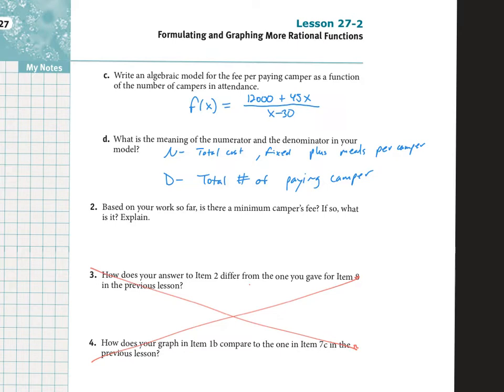So is there a minimum camper's fee? If we look back at our table, it kept getting smaller and smaller and smaller. Similar to a couple of weeks ago when we introduced rational functions, the fee is probably going to be approaching whatever that $45 is. As more and more campers come, that $12,000 price just gets split over more and more campers. So at a minimum, they've got to cover that $45.